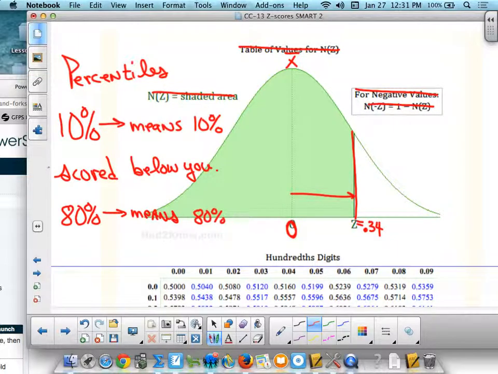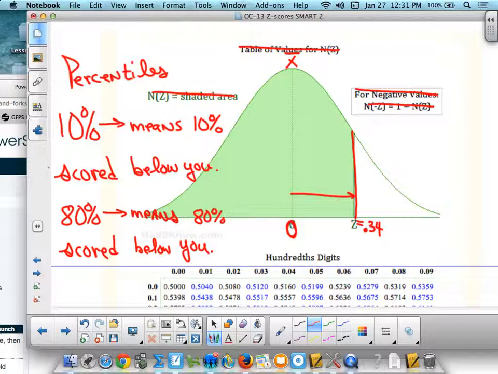Well, you know what it is? It's just a comparison of how you compare to everybody in the group. So 10% means you scored better than 10% of the people in your group. That's what it means. It doesn't tell you your score. It just tells you what you did better than. 80% means 80% scored what? Worse. Below you. I'm just trying to get you some info on what it really means. And that is what a z-score is going to tell you.